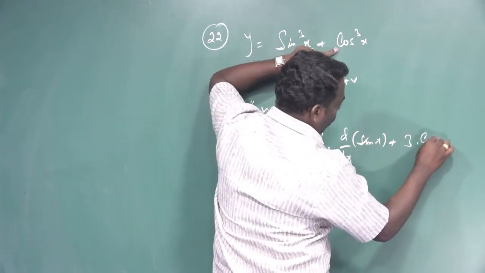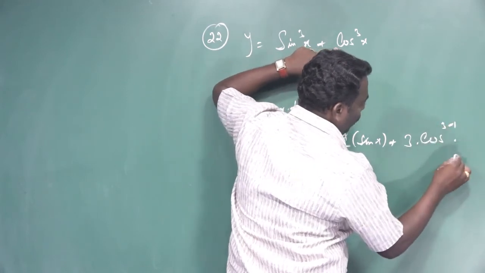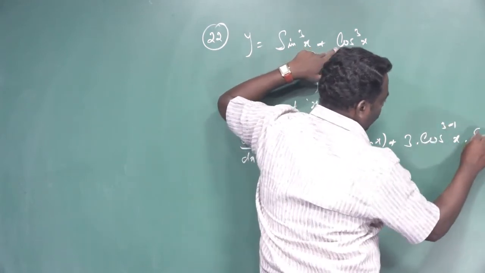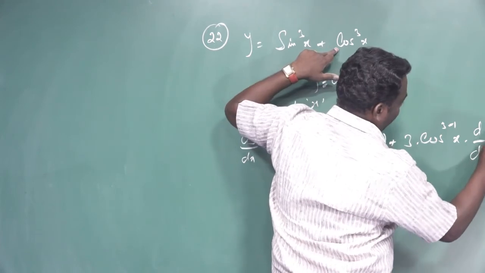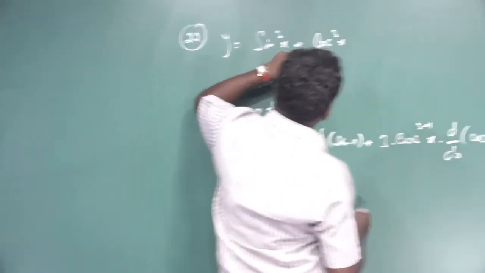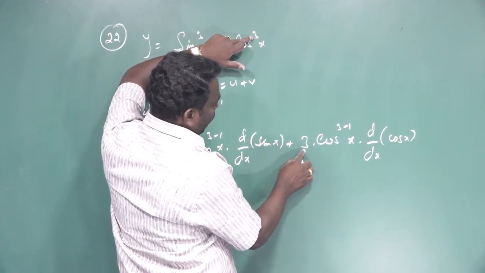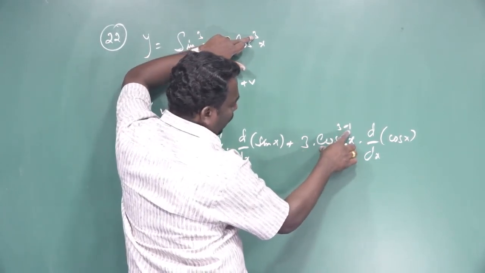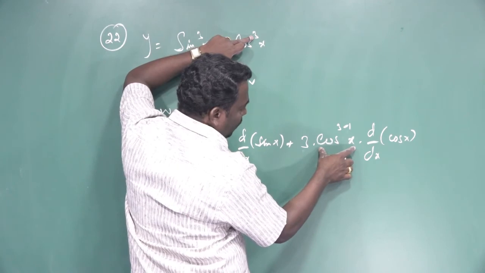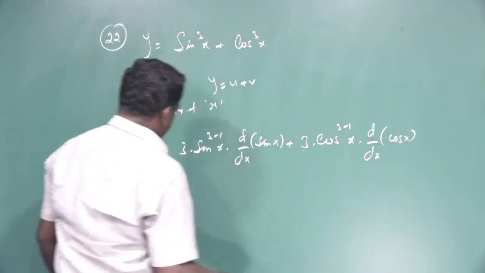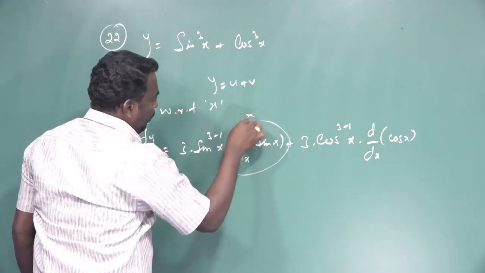Therefore 3 into cos power 3 minus 1, into d by dx of cos x. Here x to the power n, so n equals 3, giving 3 into x power n minus 1. But instead of x we have the term cos x, so again we want to differentiate it. And these two places are the important ones.